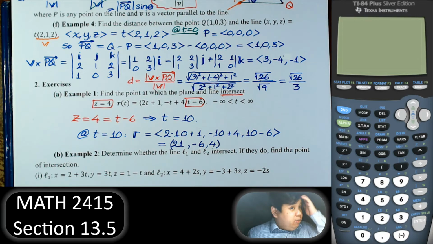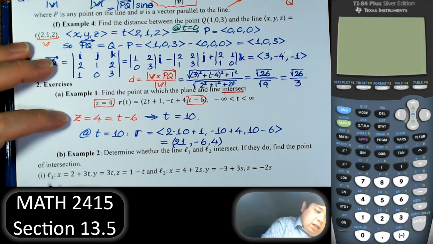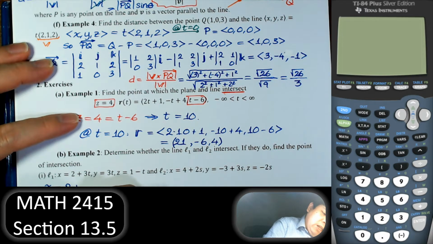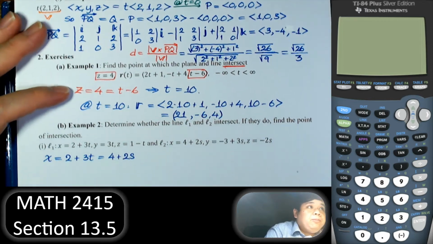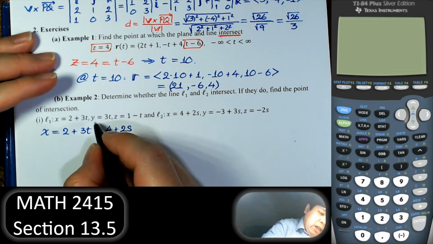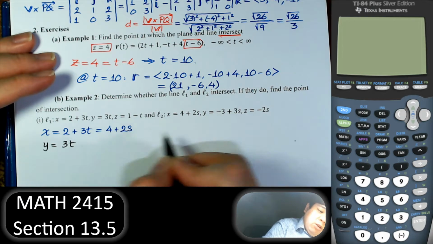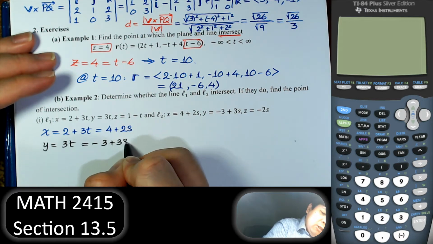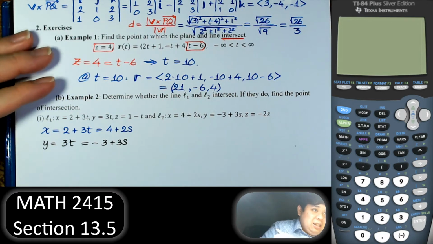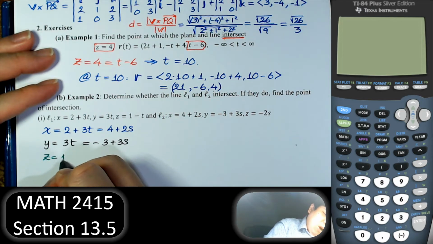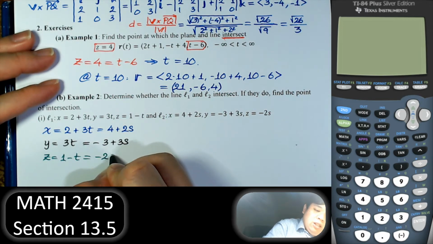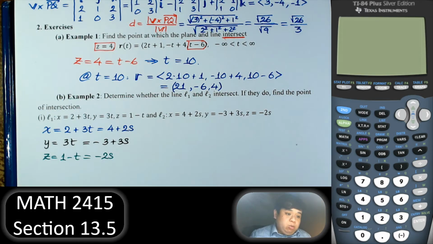But regardless of any of those cases, if there is an intersection, the x equals the x, the y equals the y, and the z equals the z. So let's try that. We have x equal to 2 plus 3t here, and that has to be equal to 4 plus 2s. And then next, y equal to 3t has to be equal to negative 3 plus 3s. And then z equal to 1 minus t has to be equal to negative 2s. All of these three have to occur.